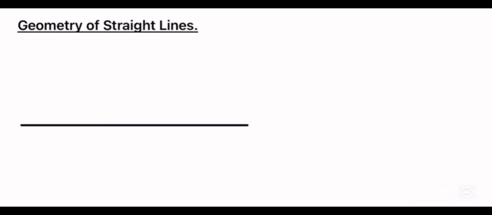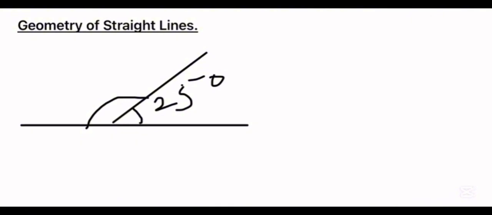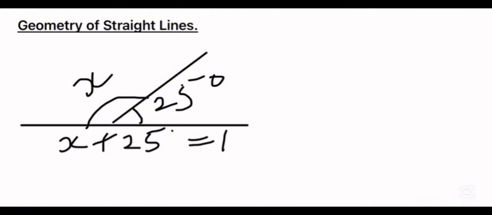Now let's say we draw a straight line here, and then we call this angle 25 degrees, and then this angle here, let's call it X. And now we are asked to find X. We say X plus 25 degrees is equal to 180 degrees.